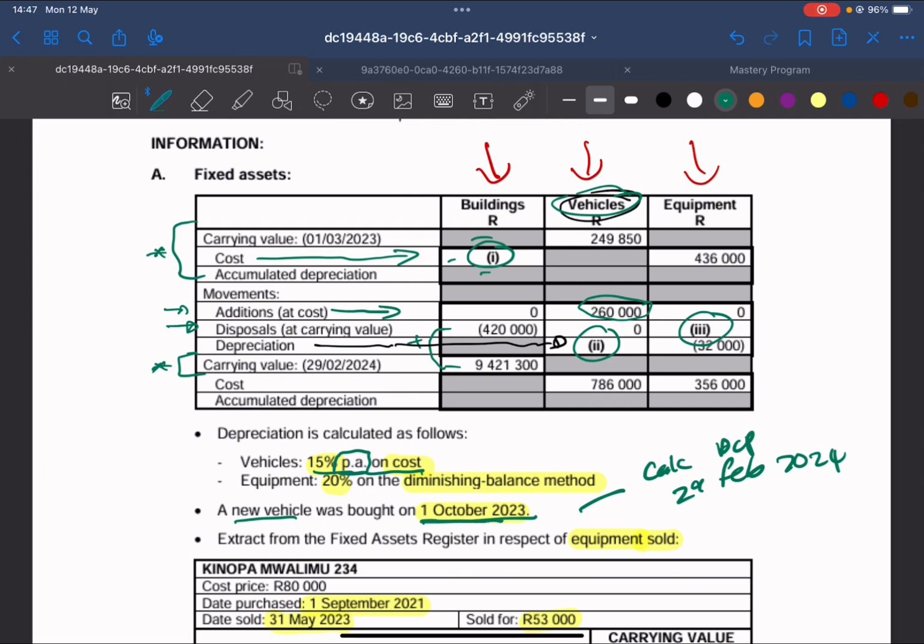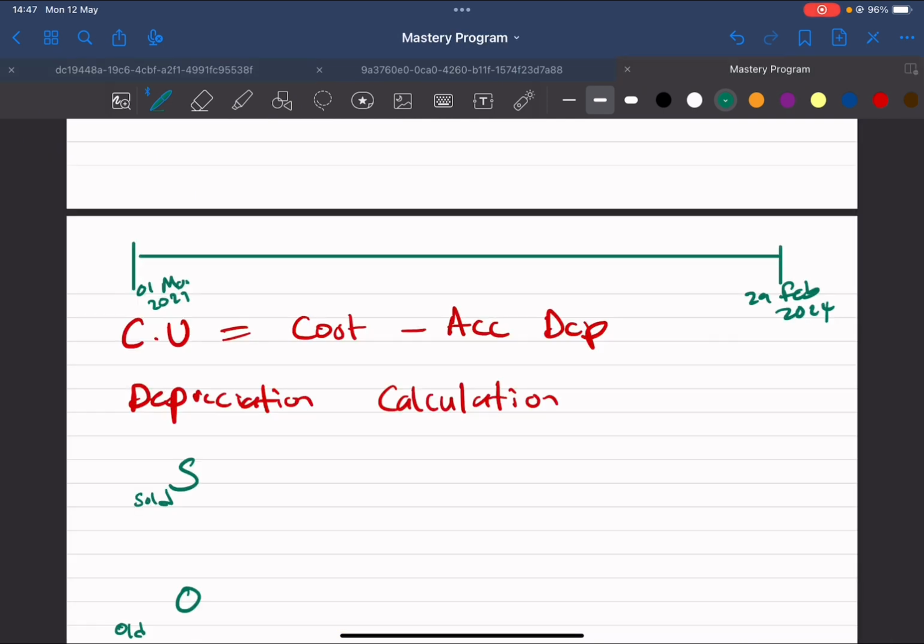But this new vehicle was bought on the 1st of October 2023. So I'm going to put it somewhere here. 1st October 2023. Right? Meaning that we're going to have October, November, December, Jan, and then you have Feb, right? So this is the 1st of October, this is the 1st of November, 1st of December, 1st of Jan, 1st of Feb, and then the financial year ends, right? So how long did this new vehicle stay in our business?